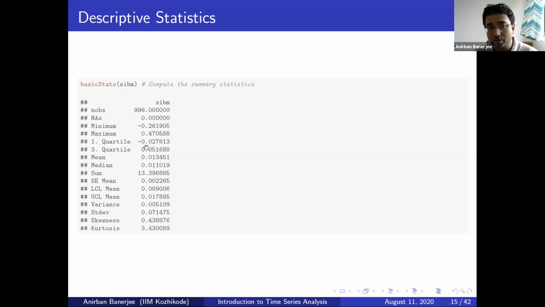So your first quartile is minus 0.027, the third quartile is 0.0517, and the mean becomes minus 0.013. You also get the median, the sum total of the entire observations, and the standard error of the mean. Can anyone tell me what standard error is?